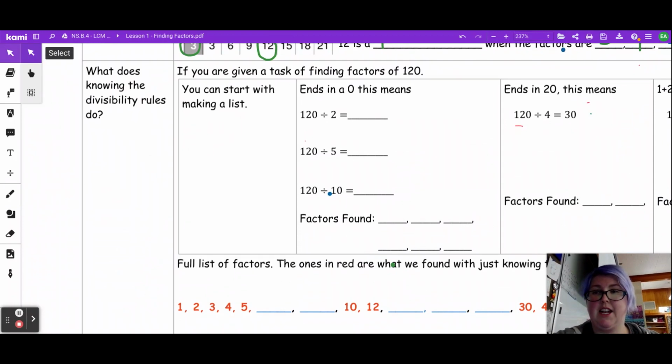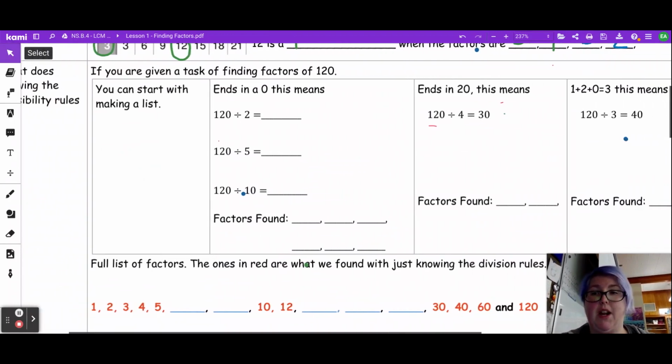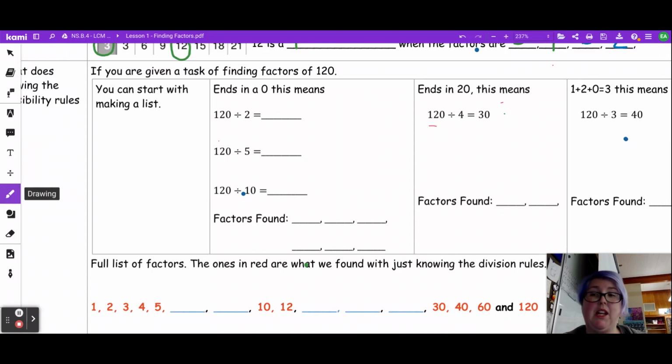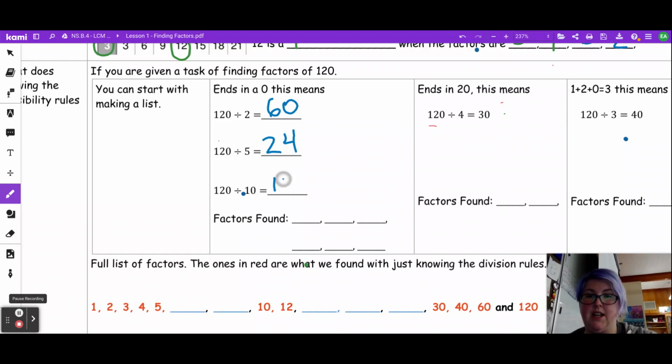Well, if you're given a task of finding the factors of 120, then you can start making a list of all the factors. So we know 120 is divisible by 2, and that will give you 60. 120 divided by 5 is 24, and 120 divided by 10 is 12. So we have found the following factors: 2 and 60, 5 and 24, and 10 and 12.